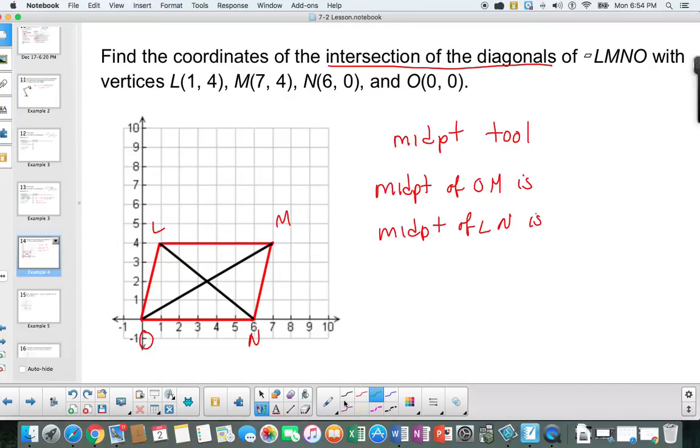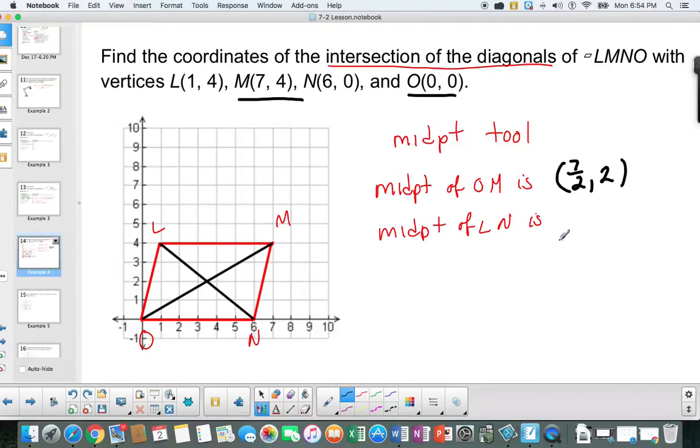All right, so I'm going to use midpoint. So I'm going to figure out the midpoint of OM. Here's O and here's M right here. And so that's going to be, I'm going to add the two x's and then divide by 2. And then add the two y's and divide by 2 here.